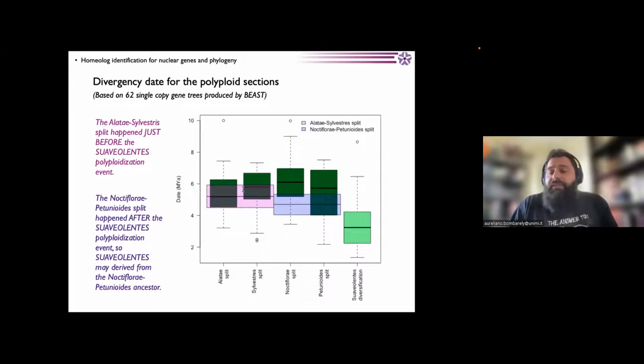It may have happened a little bit before or a little bit after. Our hypothesis was that it is a little bit before, because we don't find many trees in which Suaveolentes is sister to Latae and Silvestris at the same time. But we found a lot of trees in which Suaveolentes is sister to Noctiflorae and Petunoides, and indeed when we date the split between these two diploid sections, it is younger than the split with the species. So we think that probably one of the ancestors is not Noctiflorae or Petunoides, but the ancestor of those. Okay, our hypothesis is that it is the ancestor of those.